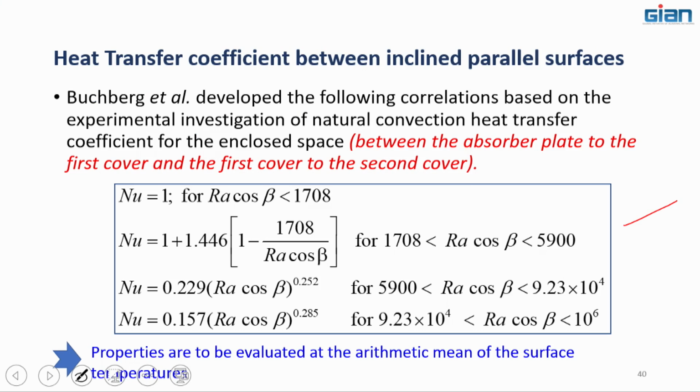So this is glass cover 1, this maybe the plate, and this glass cover 2. Here you know this temperature, say for example this is TPM and this is TC1. So what happens, this is air, and this air temperature is different, right?